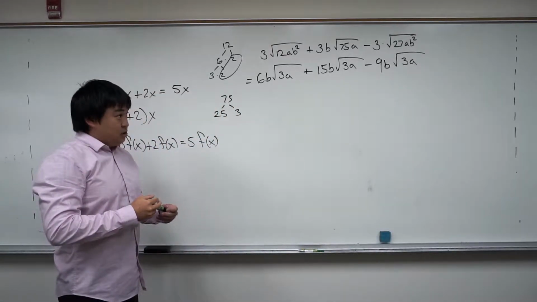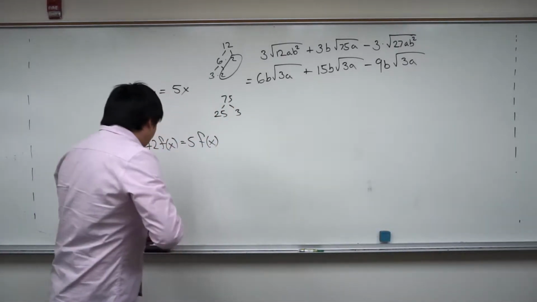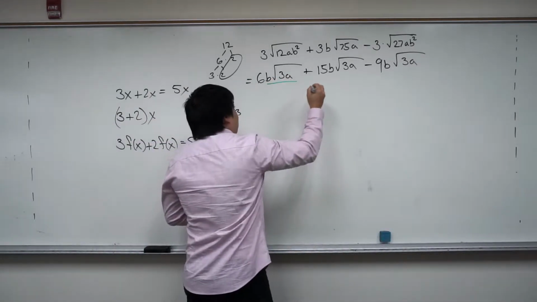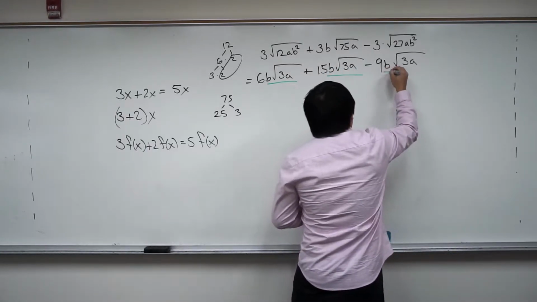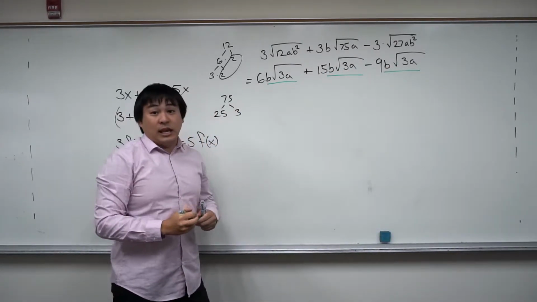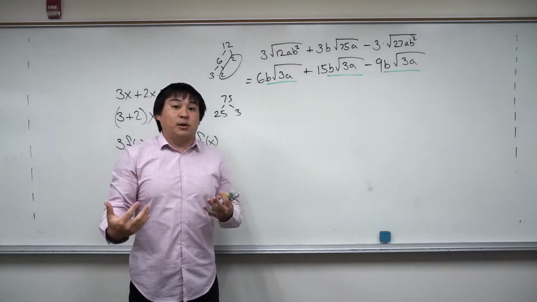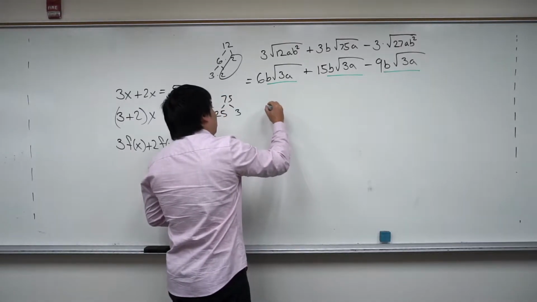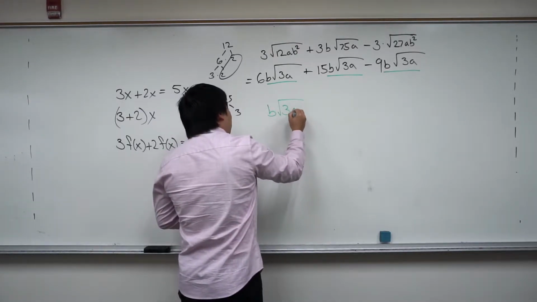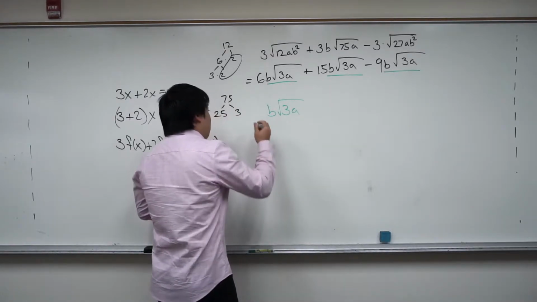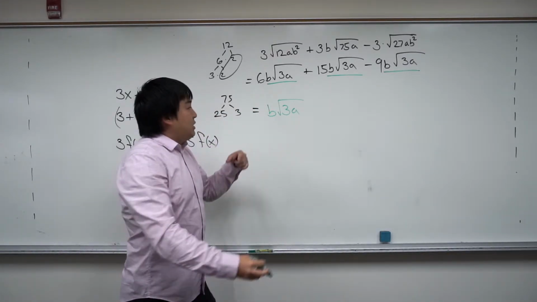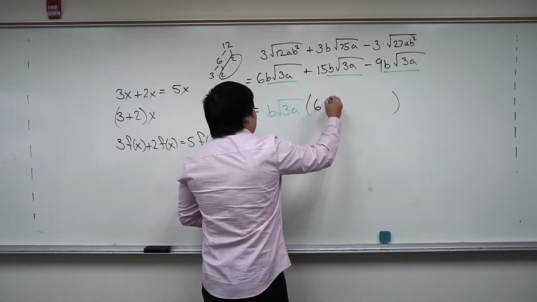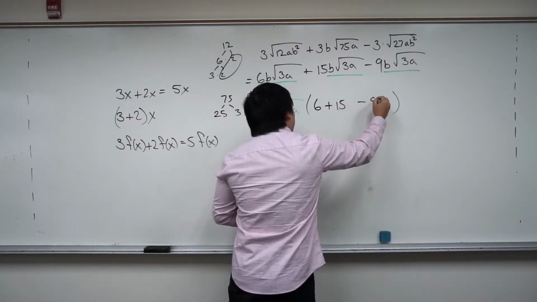Now, what you're trying to do is you're going to look for what they have in common. And if you can see that this part over here, this part over here, and this part over here is the things that they have in common. Well, if they have something in common, what you can do is you can factor it out. So this really will become b square root of 3a. And inside the other parentheses, remember, we write whatever was left over. So 6 plus 15 minus 9.